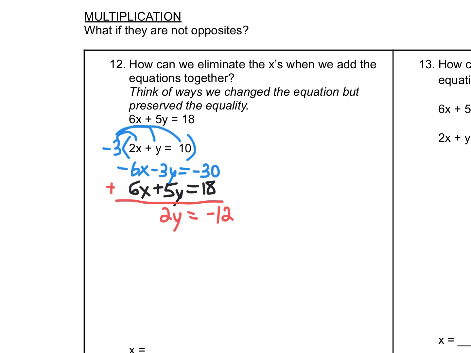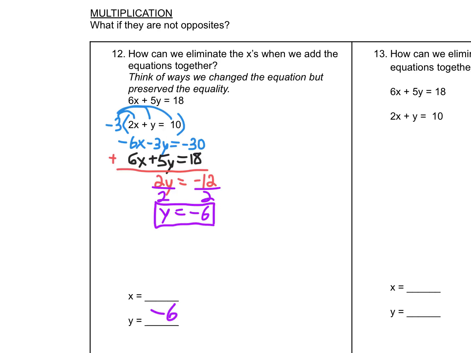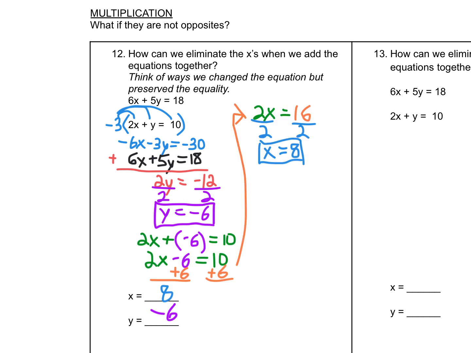Use that y and plug it back in to get x. We get y equals negative 6 when we divide both sides by 2, so negative 12 divided by 2 is negative 6. I can now plug that y back in, into either the top equation or bottom equation, and find x. When you plug it back in, plug it into the original. Just one last extra step. I want to plug it into 2x plus y equals 10. So I have 2x plus negative 6 equals 10.